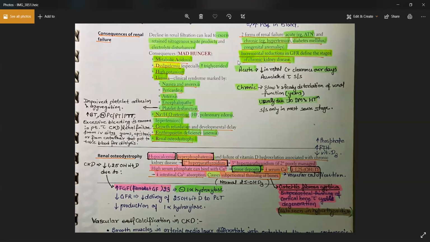So yeah, that would be about the consequences of the renal failure. Any doubt, please ask. No, thank you.